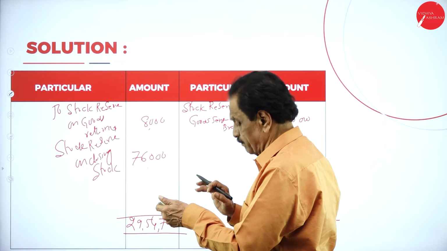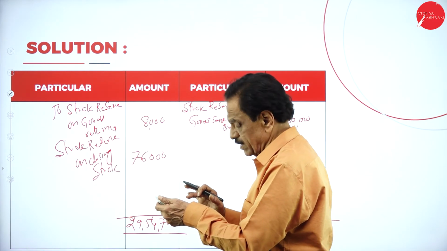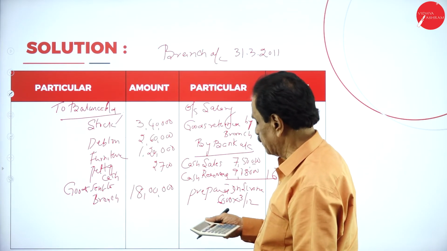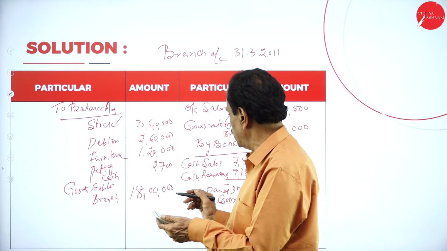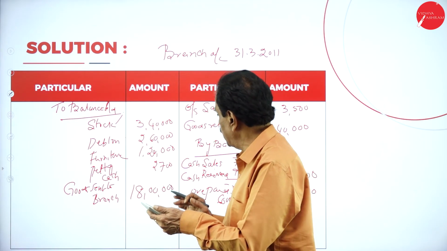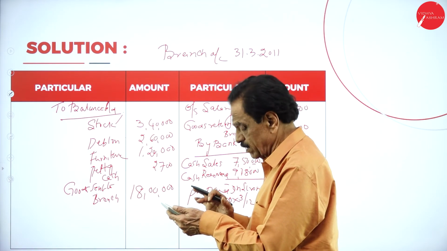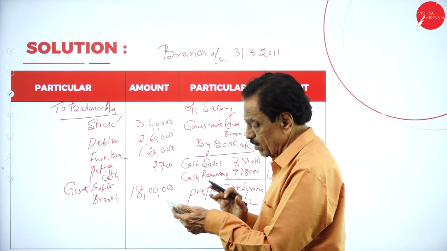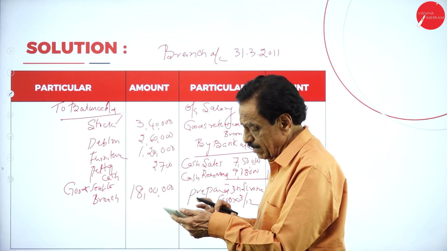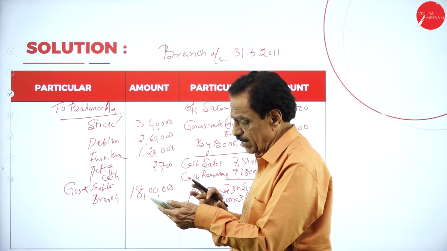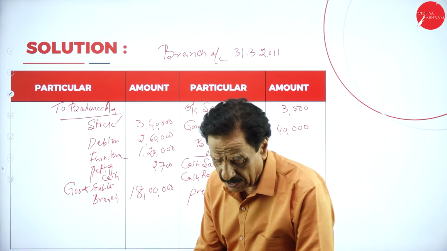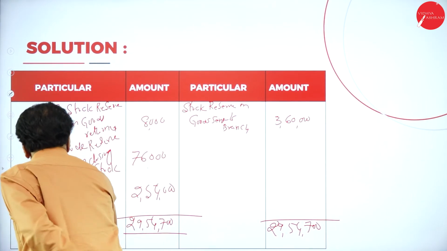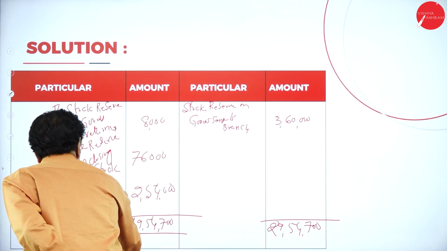29,54,700 minus 76,000 minus 8,000 minus 94,000 minus 18,50,000 minus 2,700 minus 1,20,000 minus 2,60,000 minus 3,40,000. 2,54,000 is the difference, to general profit and loss.